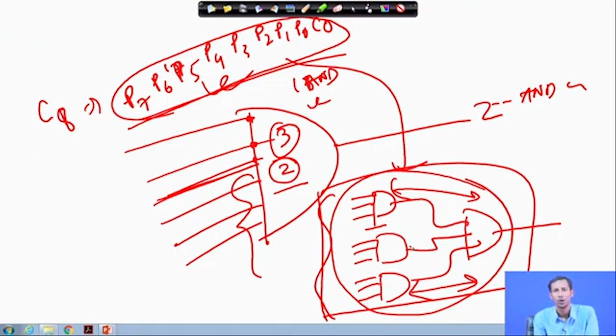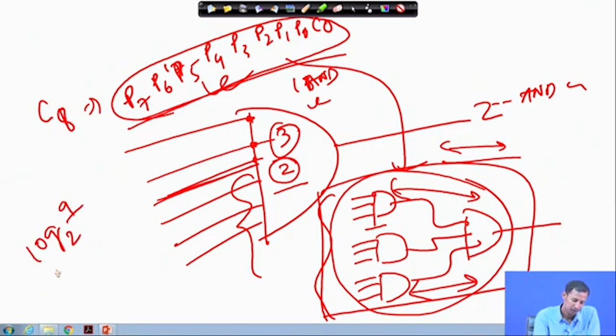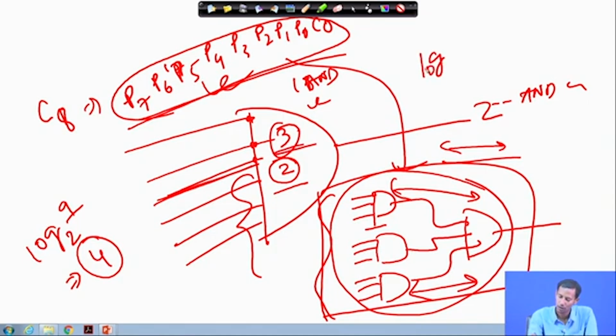So the level will be increased. How will the level increase? It will be log to the base n. So for 16, I have to do 4 levels. Whenever we are considering fan in as 3, log 9 base 3 equals 2.